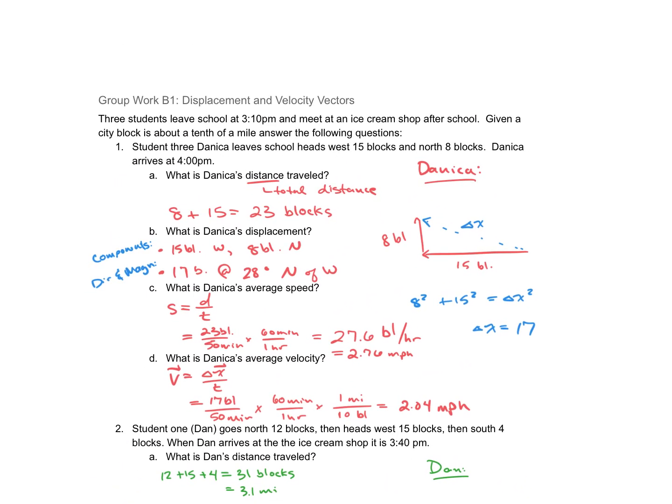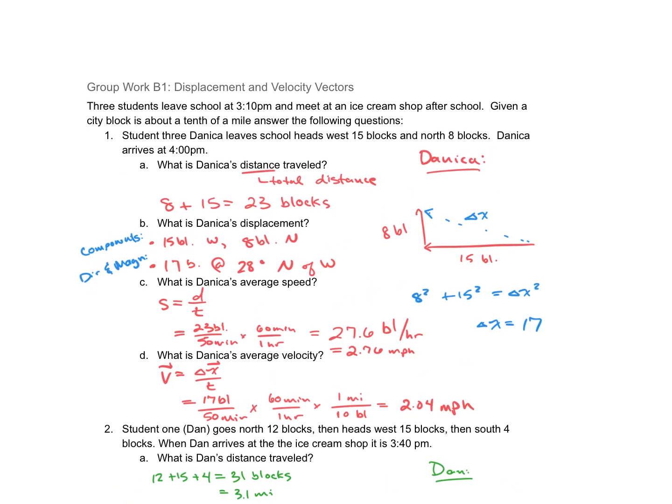All three of these students are trying to go to an ice cream shop, and we know that a block is about 1/10 of a mile, and let's track how far each one travels and the time that it takes them to do that. So in the first example, all three students leave at the same time, 3:10. The first student, Danica, arrives at 4 p.m., so that's 50 minutes.